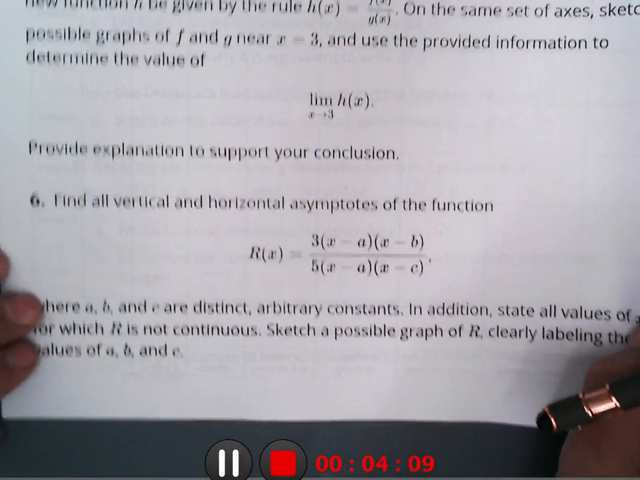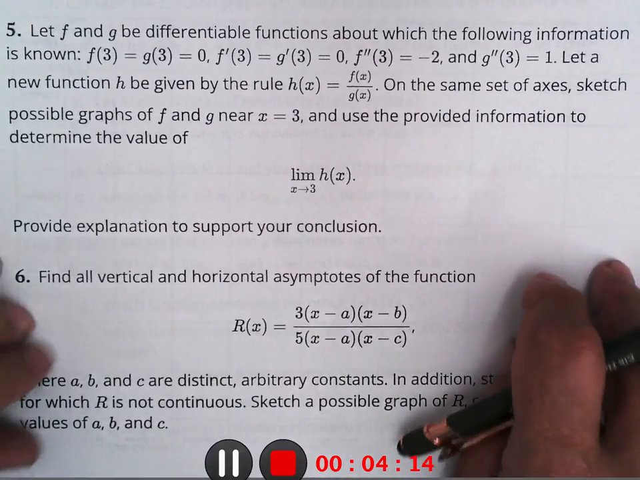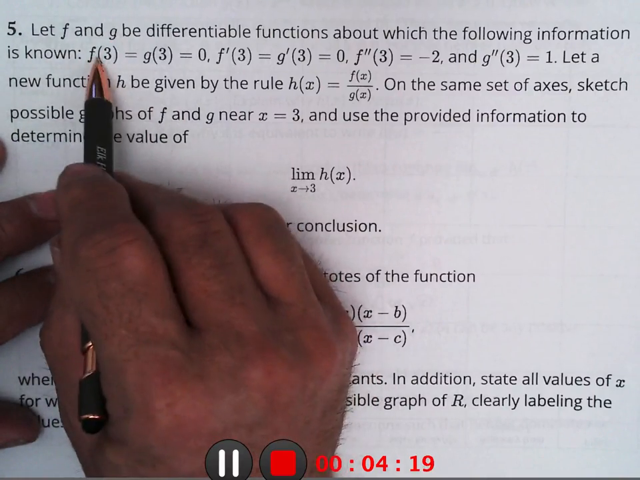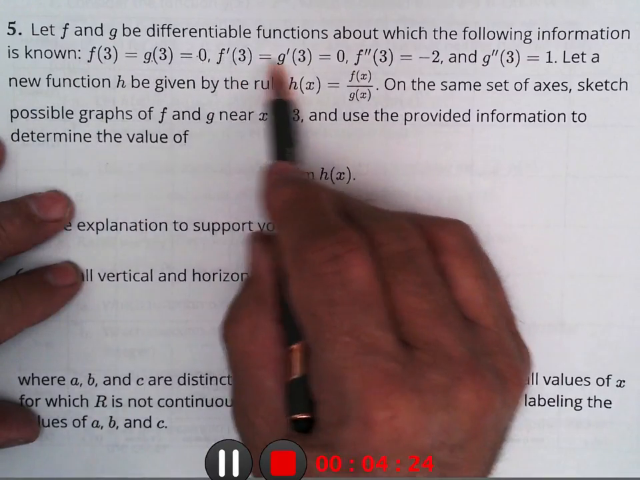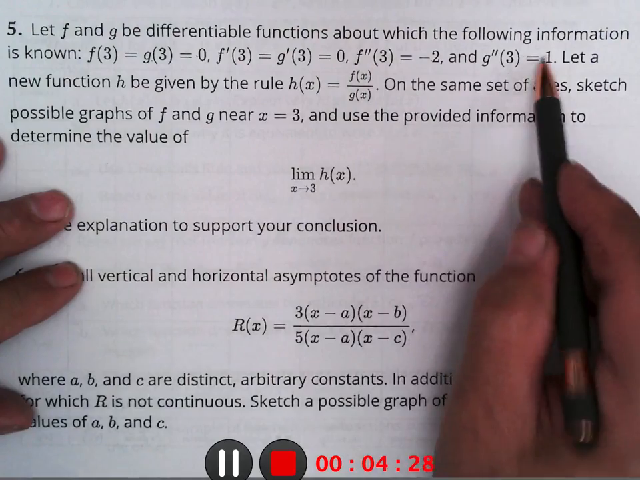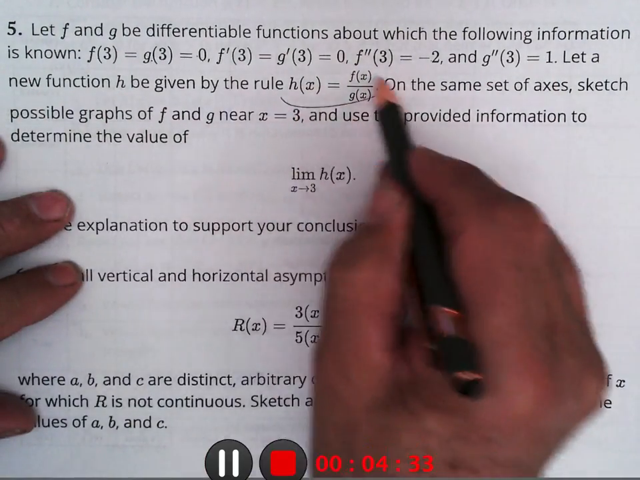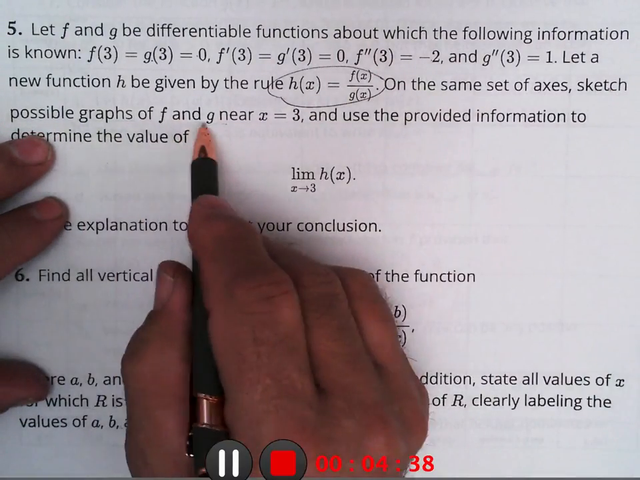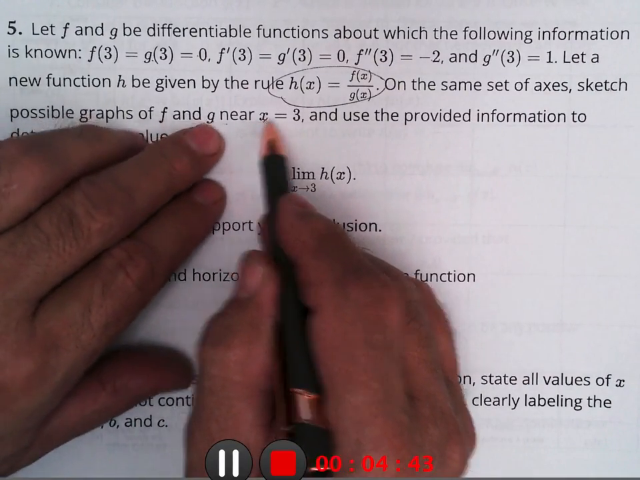So number 5, bring it down here a little bit. It says f and g are differentiable functions. F and g at 3 are 0. Their slopes are 0, and their second derivatives are not. Let a new function h be their quotient. On the same set of axes, sketch the possible graphs of f and g near 3.